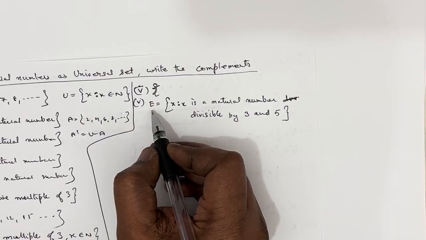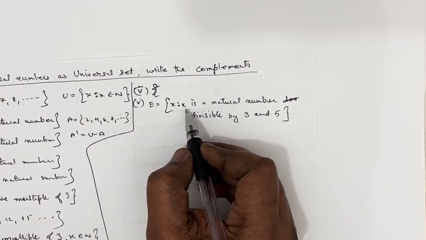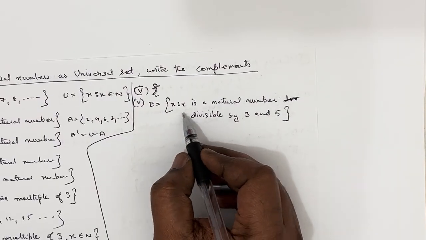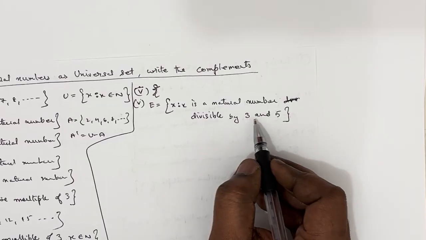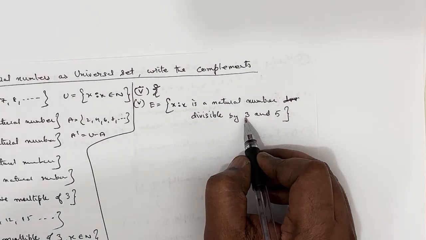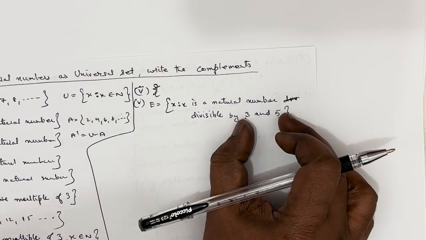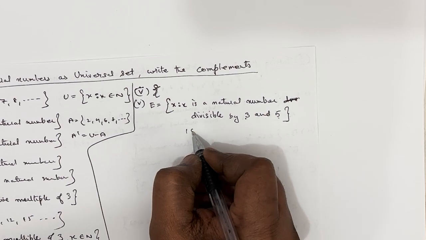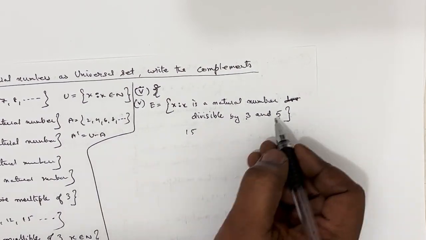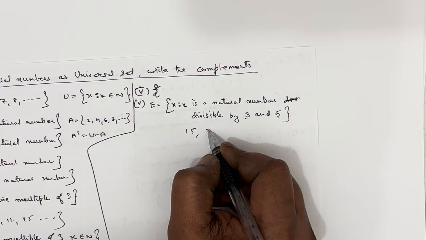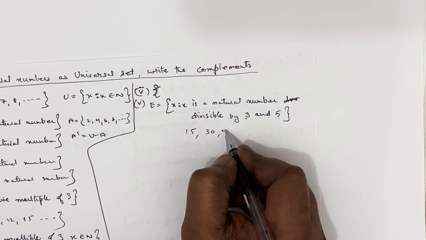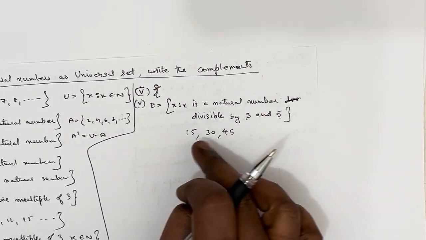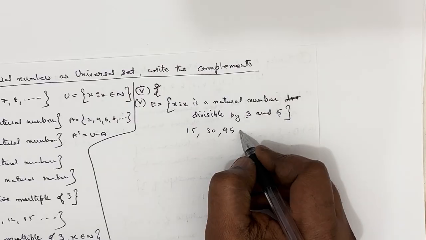The next one is E. Let it be E. x such that x is a natural number divisible by 3 and 5. So this set is the numbers which are divisible by both 3 and 5. Both numbers should divide that number. For example, 3 into 5 is 15, 5 into 3 is 15, 5 and 3 both divide 15. And also 30, you may have 45. These numbers are divisible by both 3 and 5, and so on, a lot of numbers.